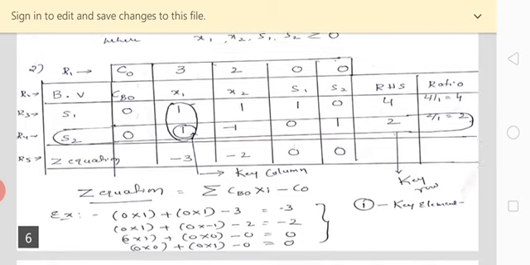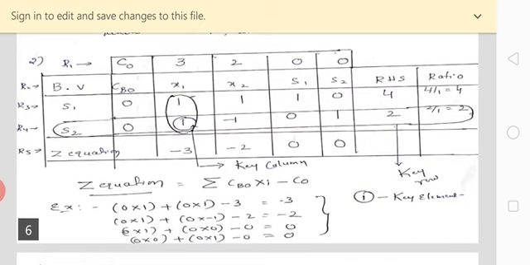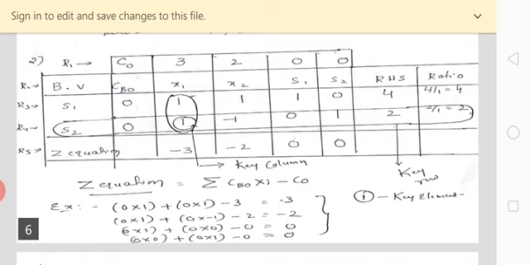Okay, how to calculate the Z equation? It is the summation of CBO into xi column minus the coefficient of the objective function. CBO is nothing but the coefficients of the basic variables in the objective function. For example, see how I have got minus 3, minus 2, 0, 0 here. For x1: 0 into 1 plus 0 into 1, minus the coefficient of the objective function, which is 3.